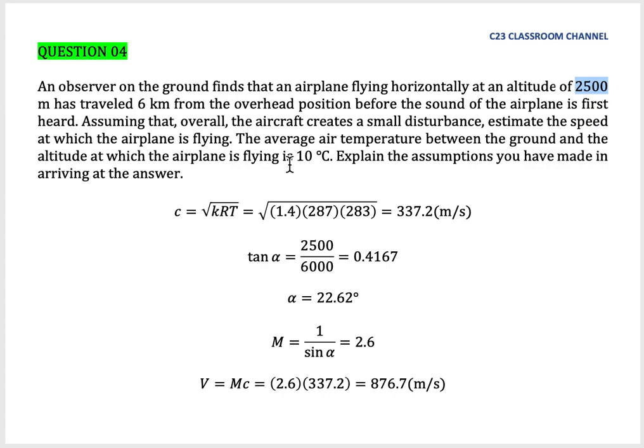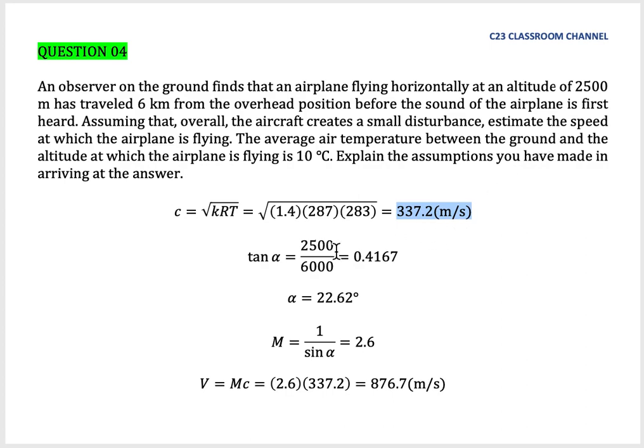And then the medium here is air, so we could use the common k and the common R for air. So first we could calculate the speed of sound by using this equation, and we substitute the value of 283 Kelvin, because the temperature in that situation is 10 degrees Celsius, and then we could get that the speed of sound is 337.2 meters per second.